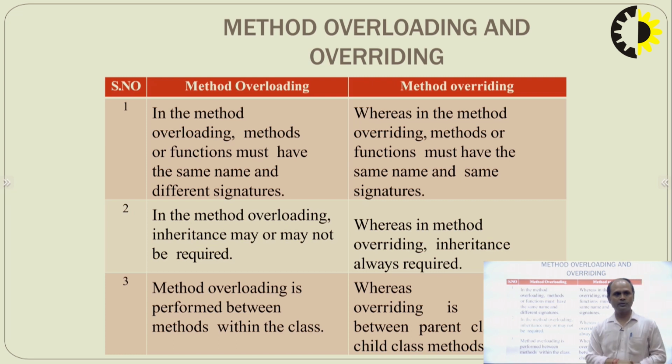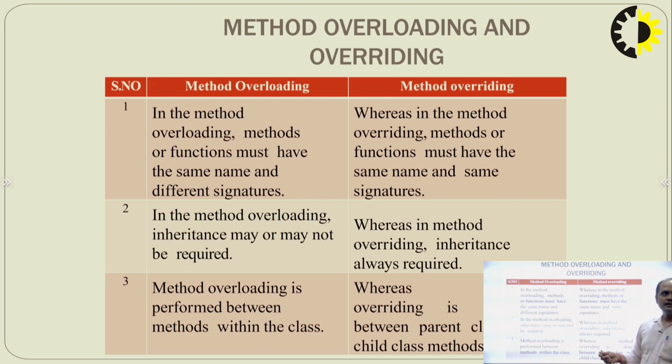In method overloading, when we use a function more than one time in the class, that is called overloading. The function name will be the same and the signature will be different. What does signature mean? Signature means the arguments we pass to the function. So it is called method overloading: we use the same function name with different parameters in that particular function.